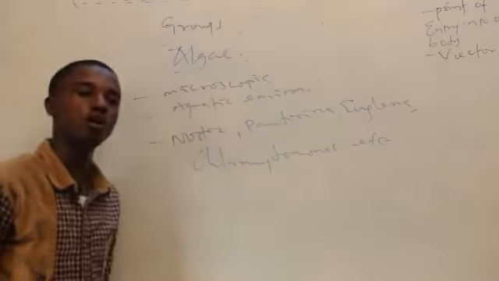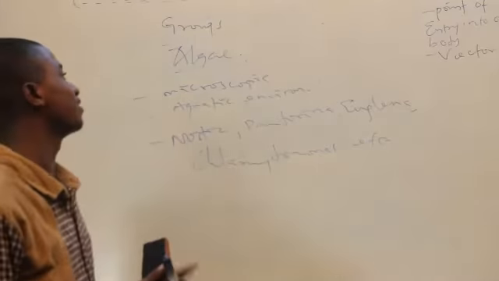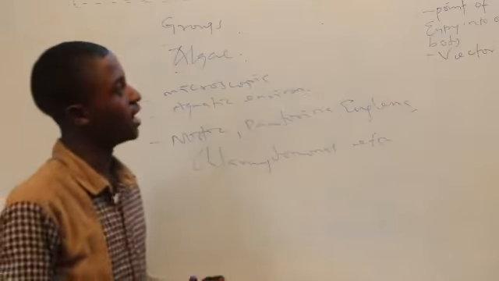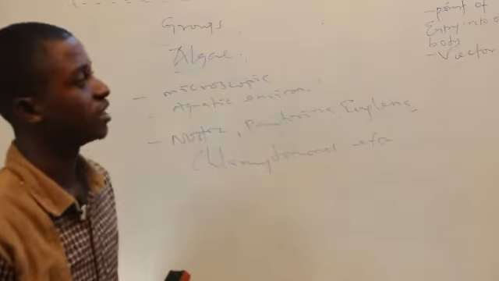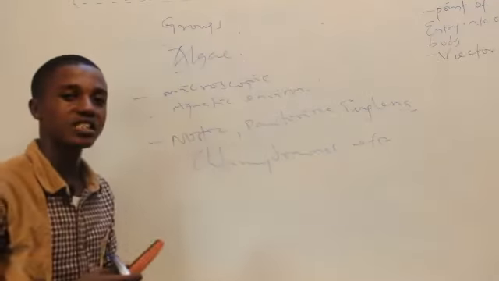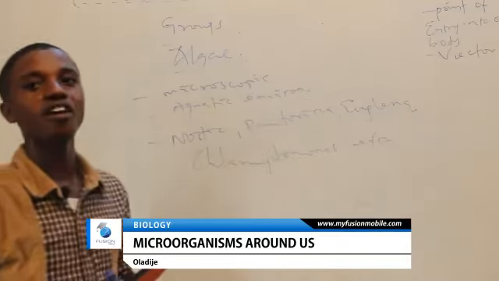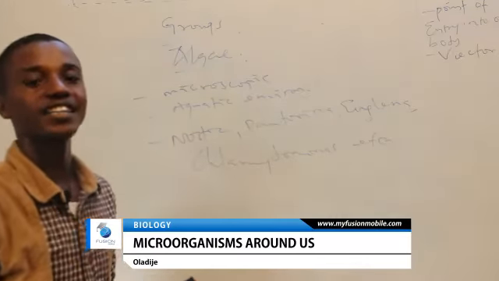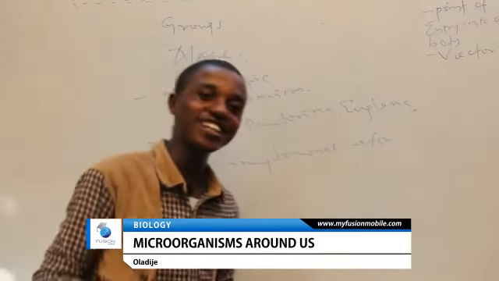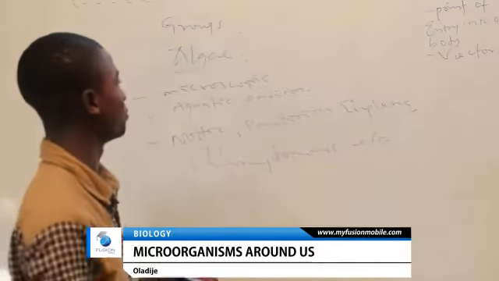Again, let's take the groups of microorganisms that we have. We've got virus, we have bacteria, we have algae, we have fungi, and what is the last group that we have? Let's take it again so we'll remember together. We have algae, bacteria, fungi, virus, and lastly we have protozoa. Thank you very much, my wonderful audience.